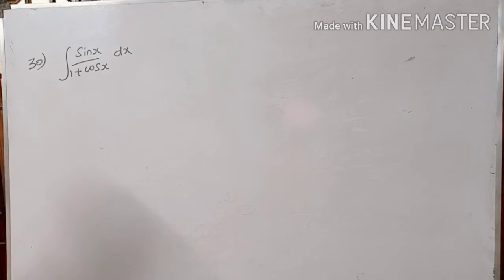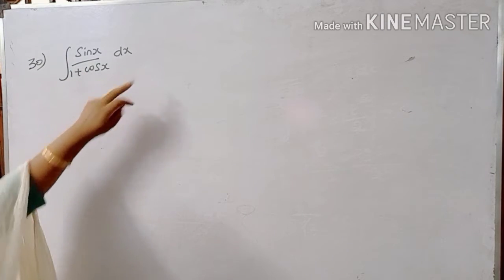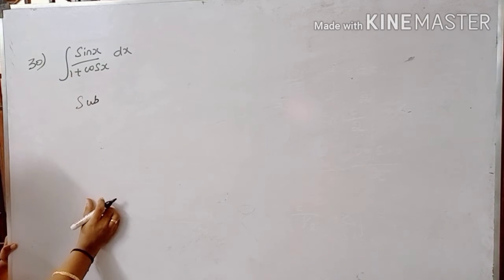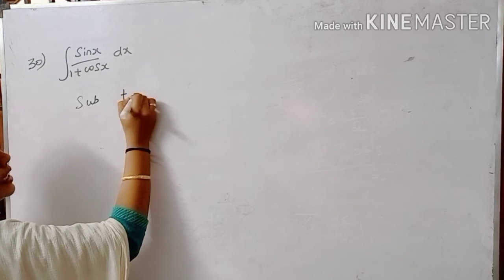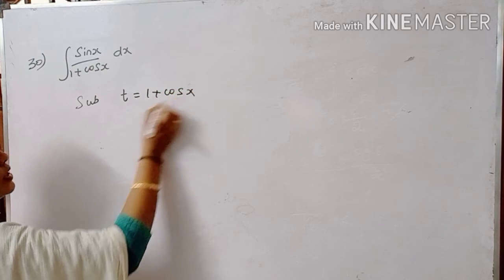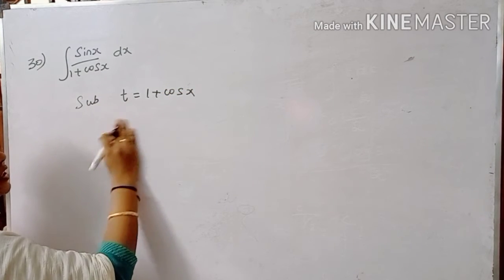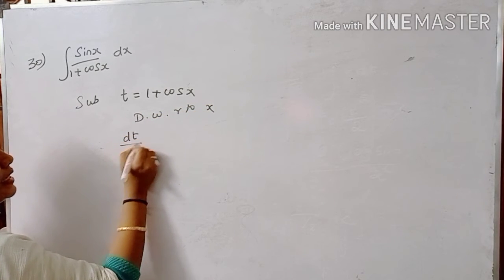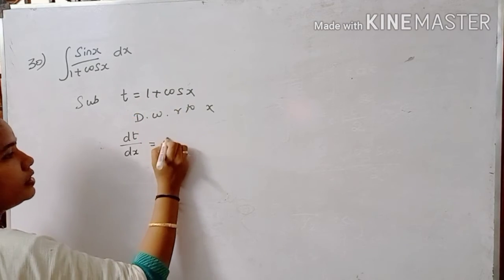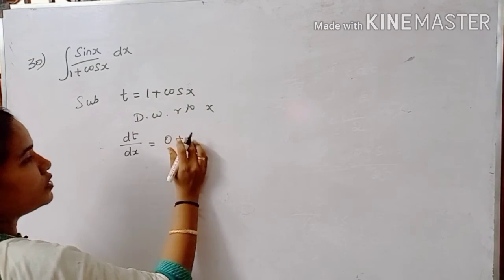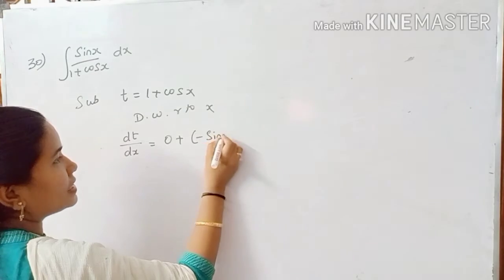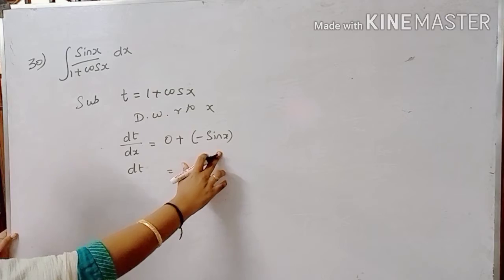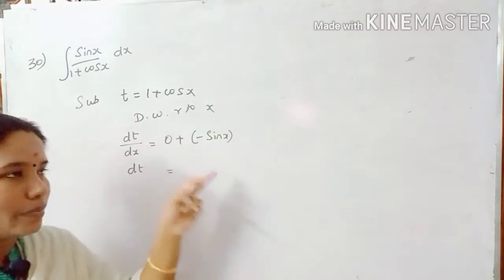Sum number 30. Integral sin x divided by 1 plus cos x dx. So here we are taking the substitution as the denominator part 1 plus cos x. So substitute t is equal to 1 plus cos x. If I differentiate with respect to x, dt divided by dx is equal to 0 for the constant 1, and cos x differentiated is minus sin x. So 0 minus sin x is nothing but minus sin x.